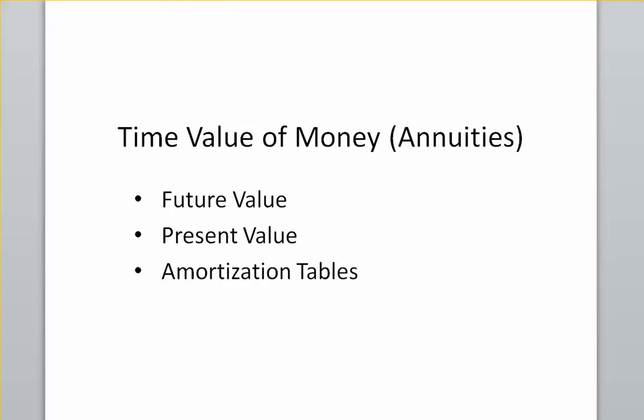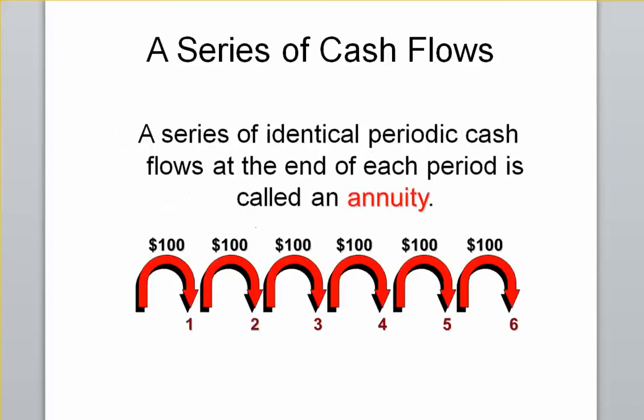We're going to look at the time value of money as it applies to annuities. We're going to consider the future value and the present value of an annuity, and we're also going to look briefly at amortization tables. A series of identical periodic cash flows at the end of each period of time is referred to as an annuity.